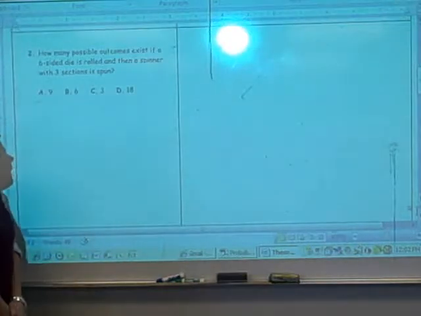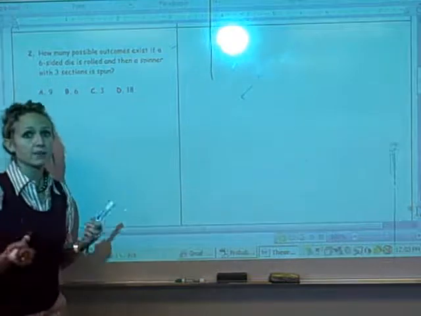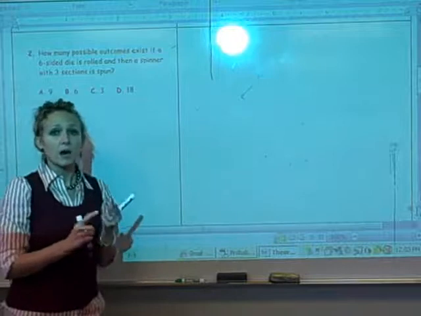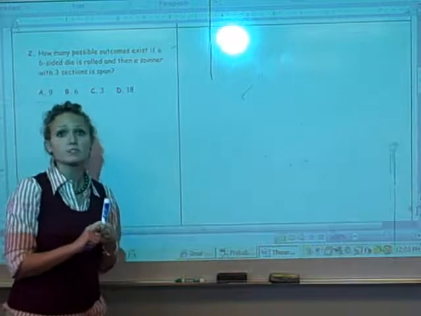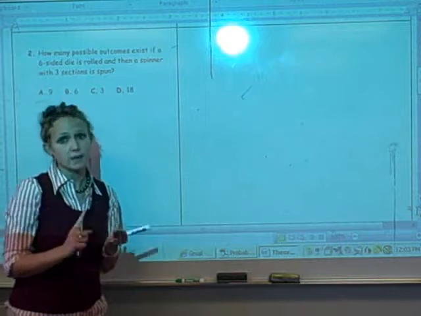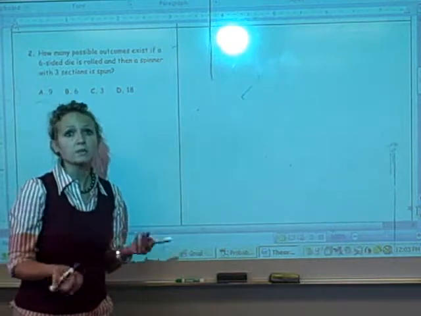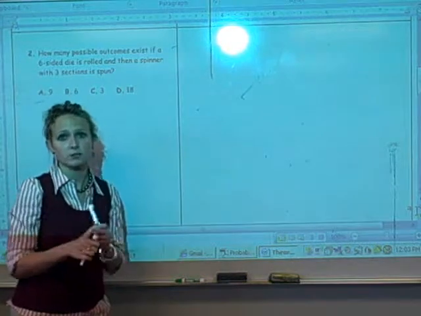Question 2. How many possible outcomes exist if a 6-sided die is rolled and then a spinner with 3 sections is spun? Okay, I'm going to see how many events I have here. Remember, 1 event, well, that's just easy. We just write the probability. 2 events, you can make an area diagram. And then 3 events, you need to make a tree diagram. You could make a tree diagram for just 2 events, but most of us usually like area models better.